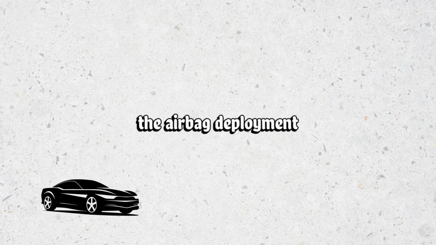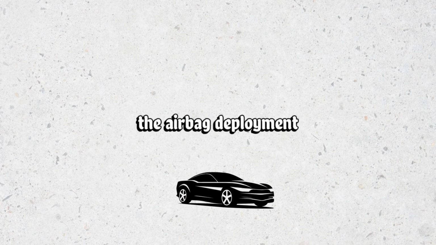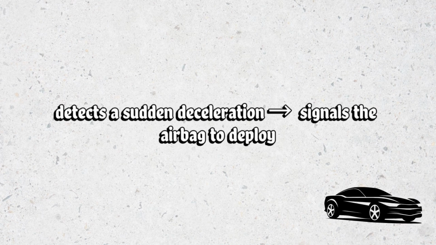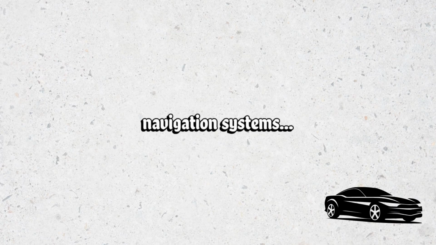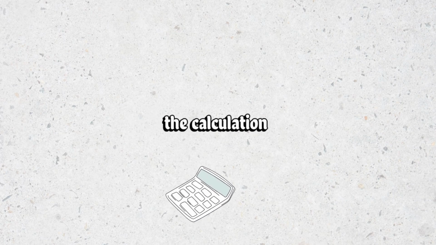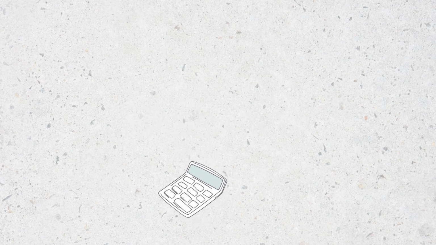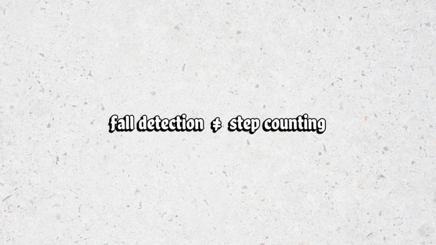Another sector is automobiles or vehicles, where one of the use cases is airbag deployment. When the accelerometer detects a sudden deceleration, like in a collision, it signals the airbag to deploy. And another one is navigation systems. So those are some of the use cases, and the calculation that is made whenever we get the accelerometer readings from the phone depends on the use case you're going for. The calculation for fall detection will definitely be different from step counting, right?